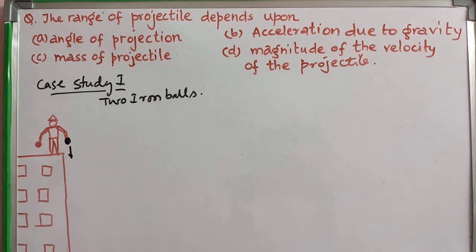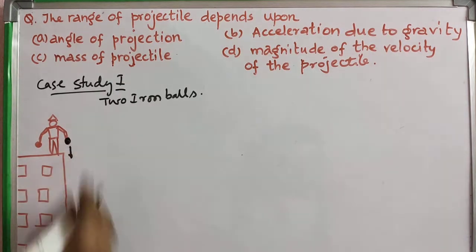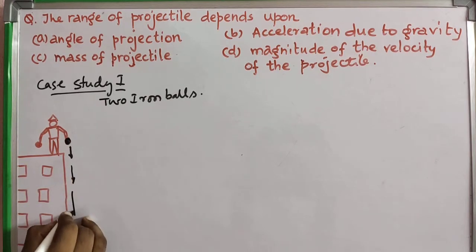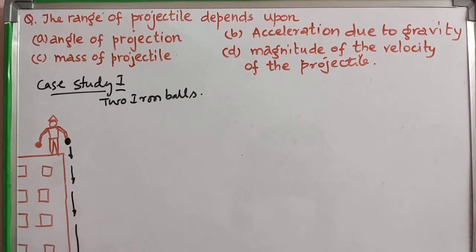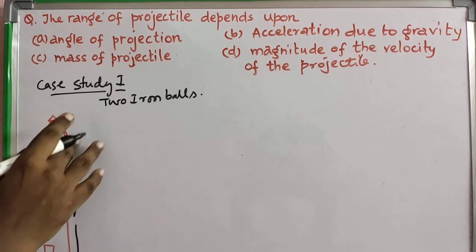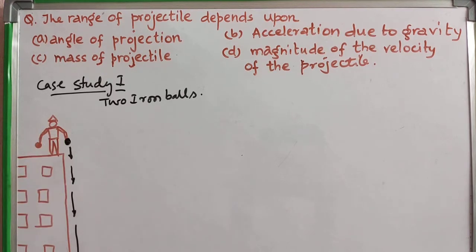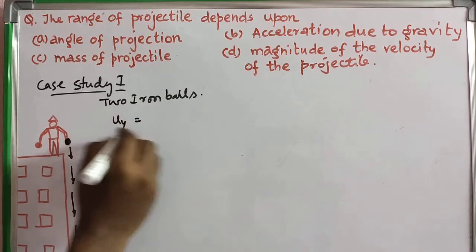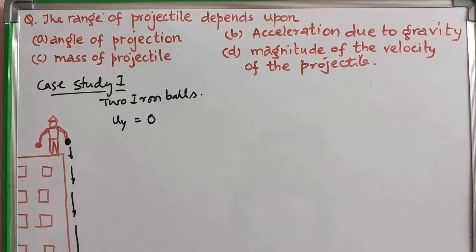When the black ball was dropped, see here, it will fall downwards. Right? Which axis is this? This is the vertical axis. So what is the initial velocity when he dropped the ball? The initial velocity, which I am representing by uy, is equal to 0.